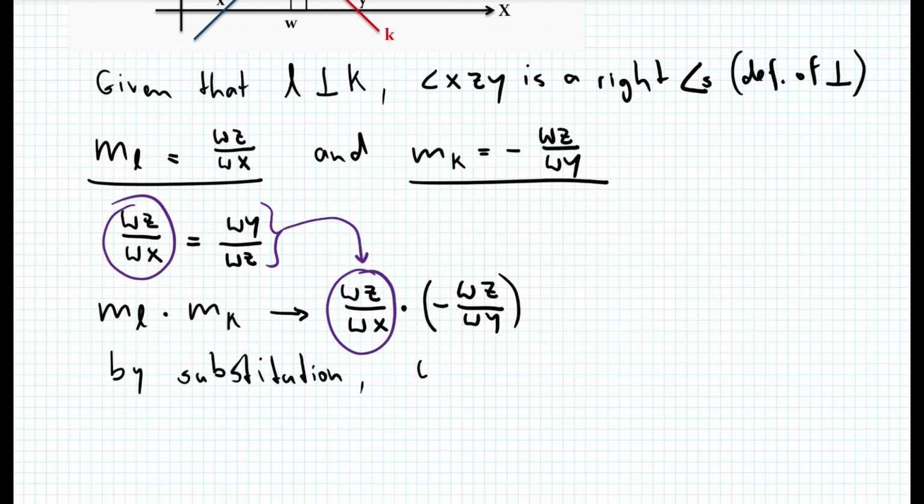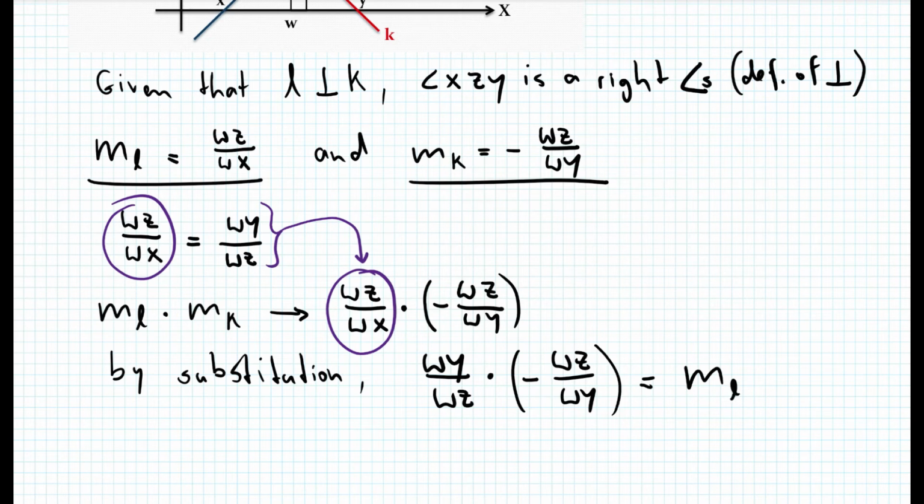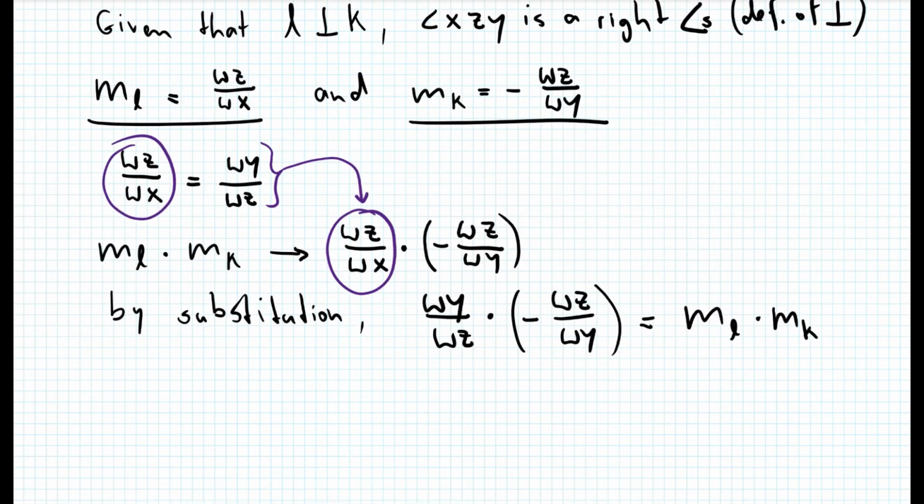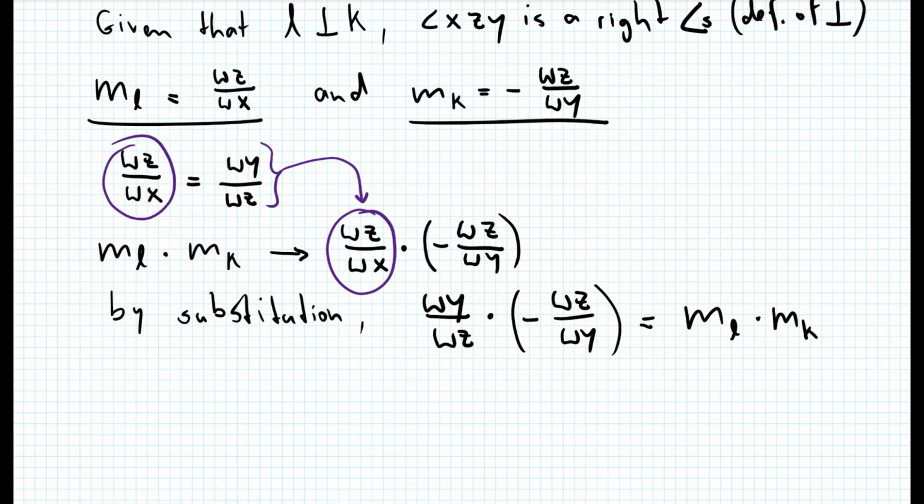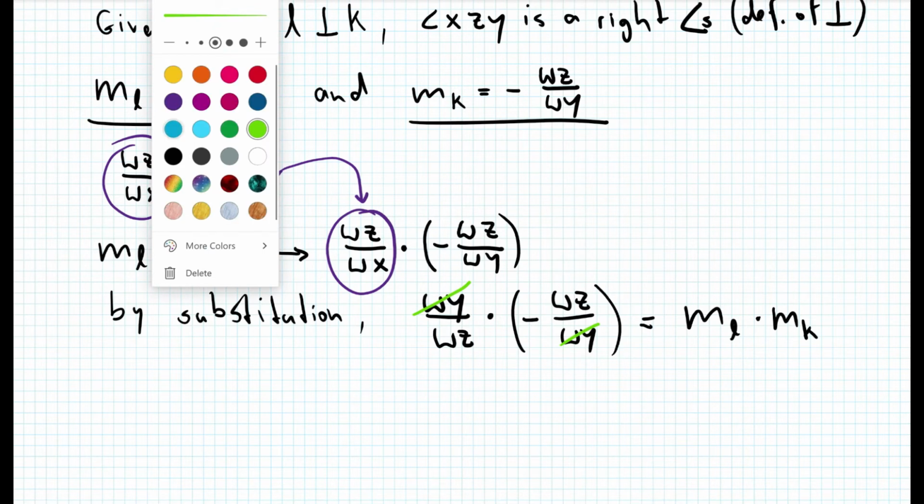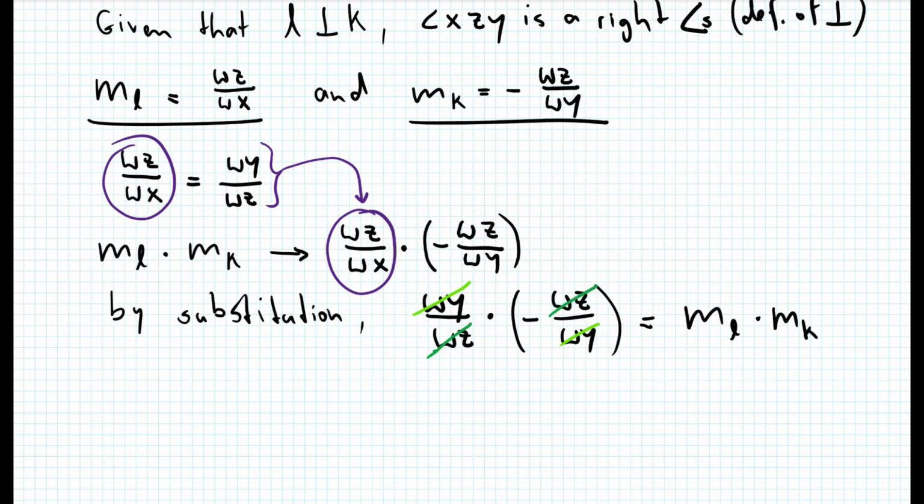So let me write this here, that by substitution we can say that WY over WZ times negative WZ over WY has to be true, and that is equal to the slope of L times the slope of K. So there's something we can do here. Notice that here we have WY and WY in the numerator and denominator. And also this one is equal to this one.